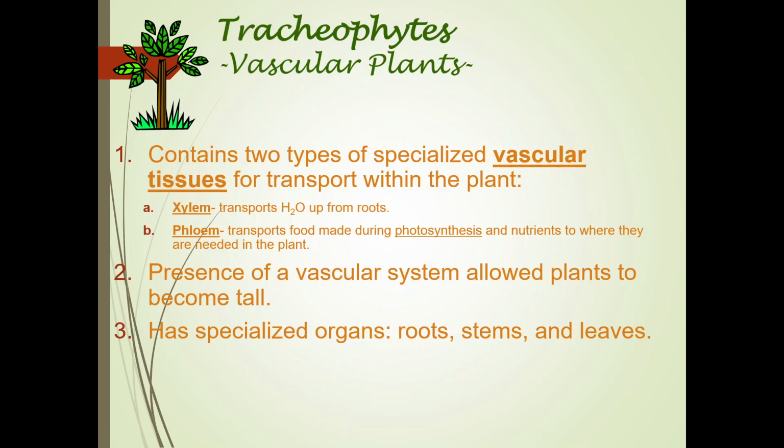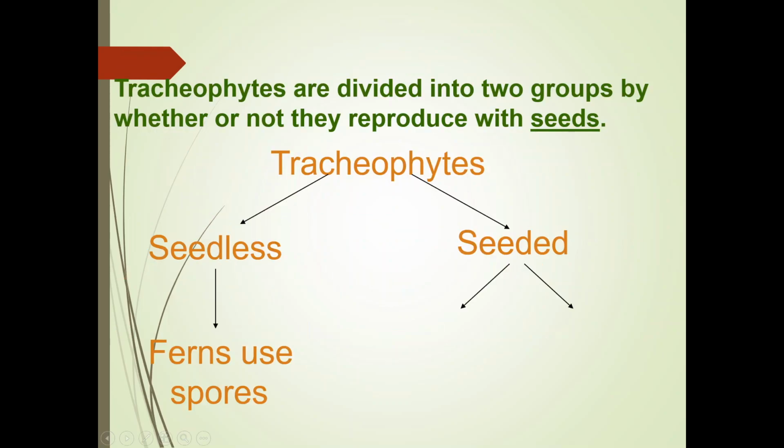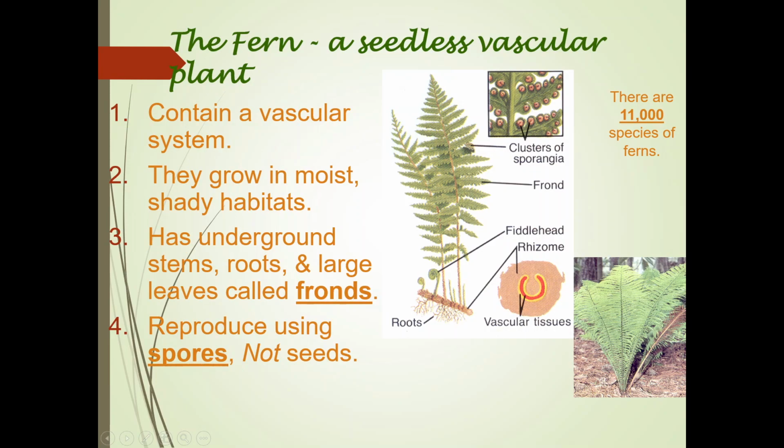The tracheophytes' vascular system allowed plants to become tall. And finally, these plants contain roots, stems, and leaves. Now, the second classification, seeds. We will first talk about the seedless tracheophytes, which are ferns. Ferns are seedless vascular plants that grow in moist areas, have roots, stems, and fronds, and reproduce by spores.